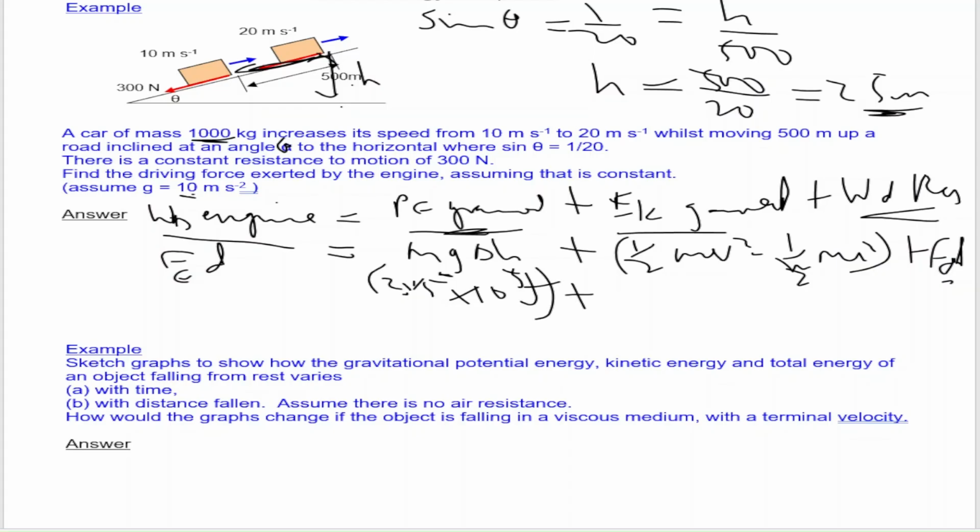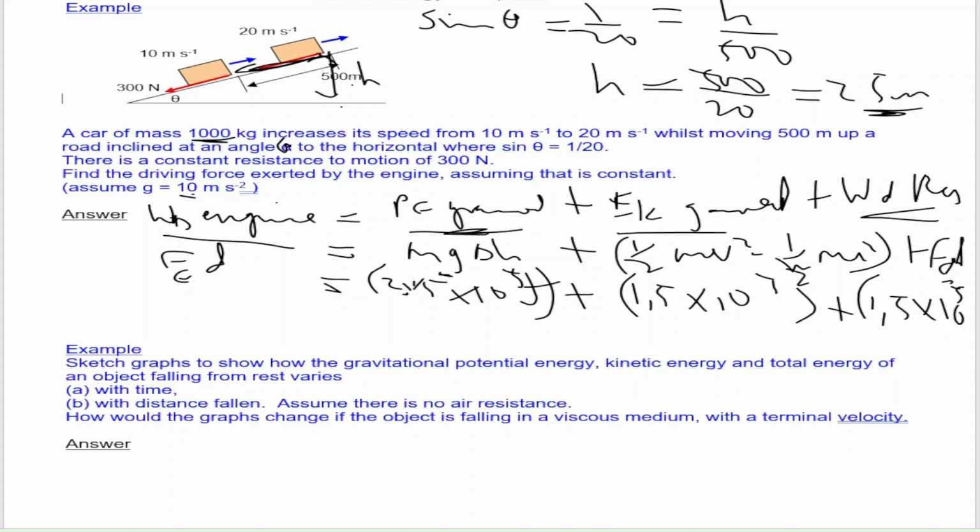And then for the kinetic energy, that's half m times 20 squared minus half times m times 10 squared. So that should give you 1.5 times 10 to the power of 5 joules again. The resistive force we are given is 300, but it's acting on a distance of 500. So it's going to be 300 times 500, which is going to be 1.5 times 10 to the power of 5 again, joules.